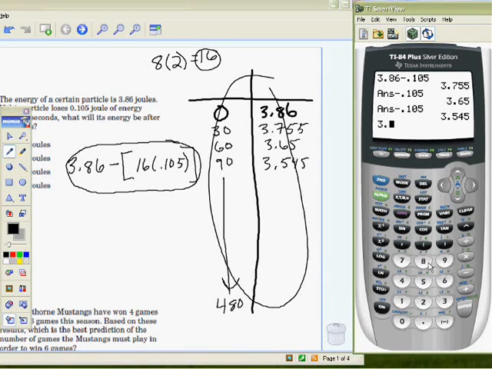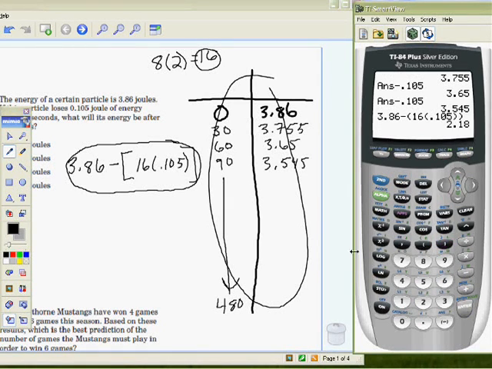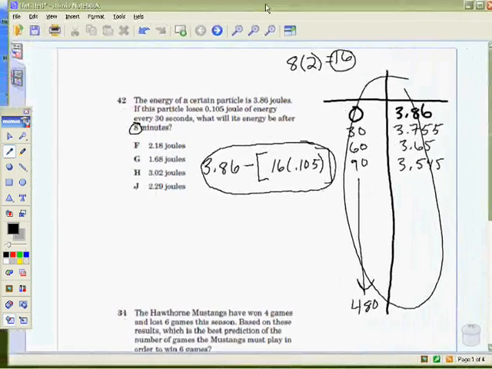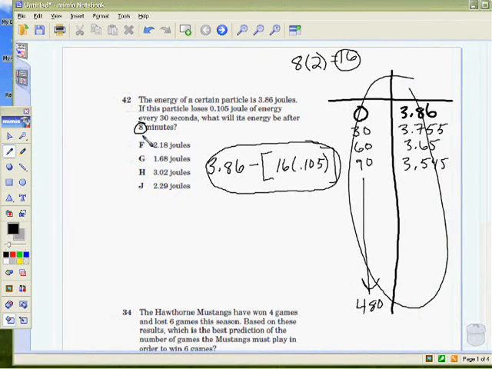So what I have here is 3.86 minus, and these brackets here are just a secondary set of parentheses, 16 times 0.105, close, close, and I get 2.18. So at the end of the whole thing, I'll end up with 2.18 joules.